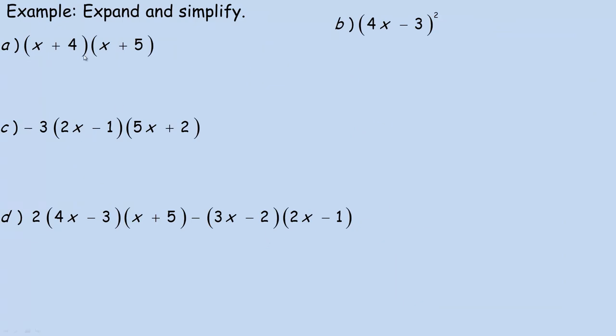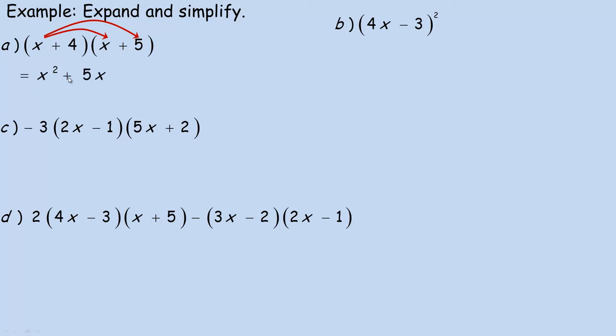So let's just take a look at some examples on the second page here. I'm going to use the arrows in the first couple and then not in the last two, because after you get better at this, you won't have to be drawing the arrows all the time. So x plus 4 multiplied by x plus 5. Again, multiplying every term in this one by every term in this one. So x times x would be x squared. Now I'm going to multiply the x by the 5, and that's 5x.